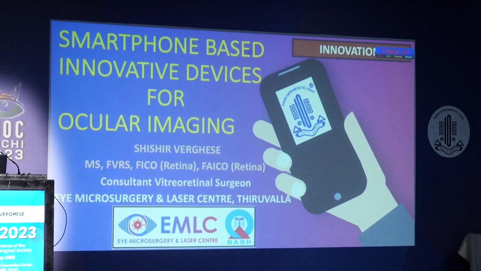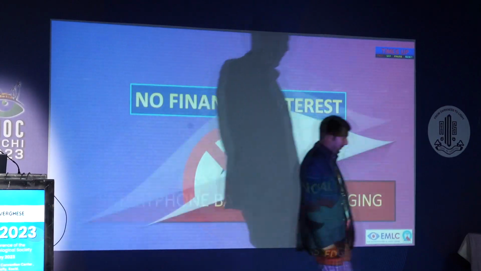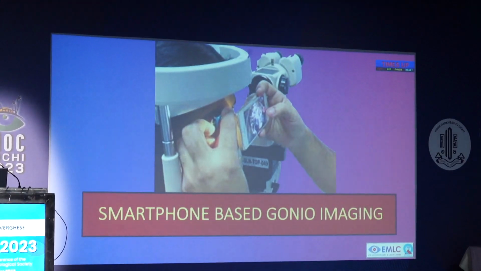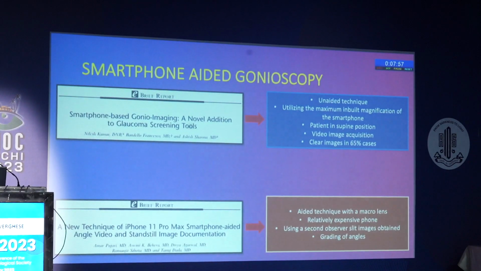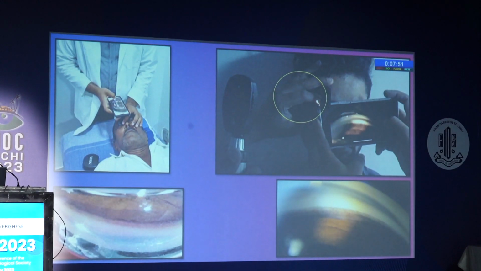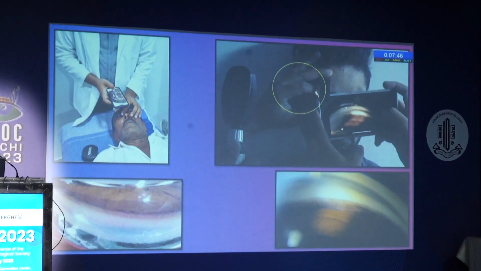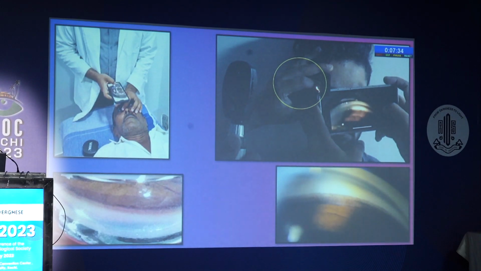Smartphone-based devices for ophthalmic imaging. The authors have no financial interest in this presentation. We first introduce you to smartphone-based gonioscopy imaging. Smartphone-based gonioscopy imaging has been described previously. The first technique was to directly image the angle with a smartphone with the patient in supine position. Here the image obtained would be dependent on the maximum magnification possible on the smartphone. The other described technique was using a macro lens attached to an iPhone 11 Pro Max camera to obtain direct and slit images. Grading the angle could be performed with this technique, however, using 2 observers and a relatively expensive film.